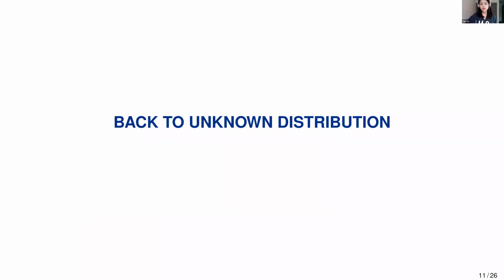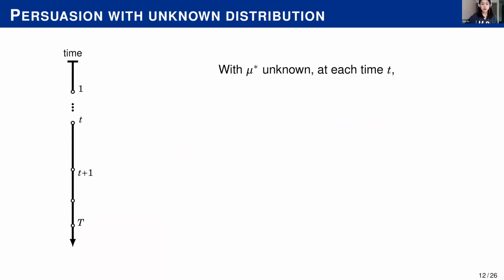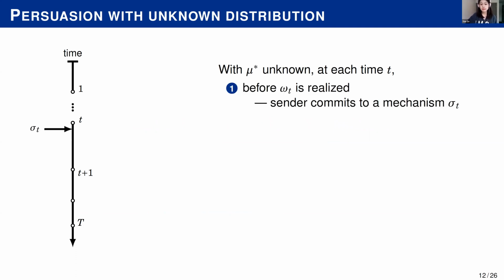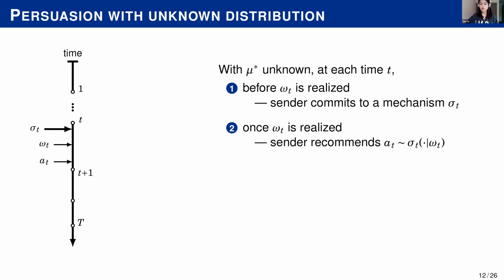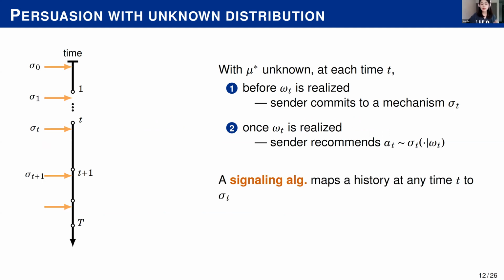Then let's go back to the unknown distribution setting, where mu star is unknown. At each time t, before the state is realized, the sender commits to a signaling mechanism. And once the state is realized, the sender recommends an action according to the chosen signaling mechanism. So in this setting, a signaling algorithm is just a sequence of signaling mechanisms, which maps the history at any time to the signaling mechanism.